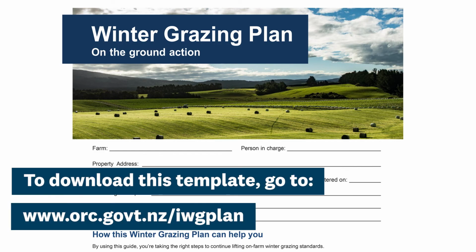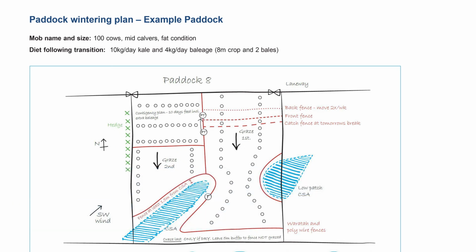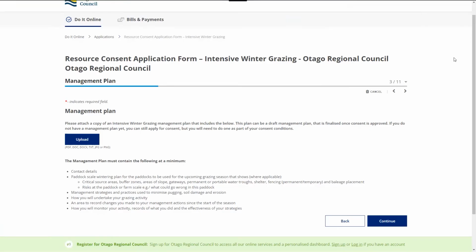Uploading your management plan is the next step. Please complete this management plan on a separate document and include it. You can use any management plan template as long as you include the information that is listed on the screen. A copy of a template is on our website on the Intensive Winter Grazing tab and in the Intensive Winter Grazing section of the consents page. We advise you to spend the bulk of your time on the management plan. You need to complete your management plan for winter 2023 and do it for the paddocks that you will graze in winter 2023.